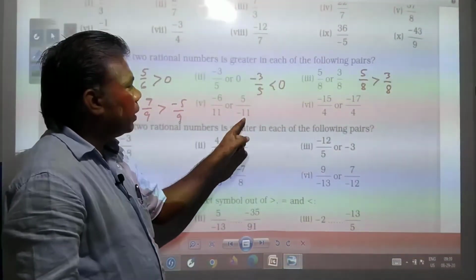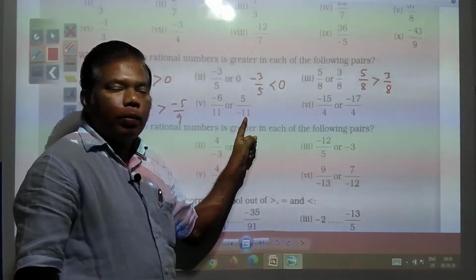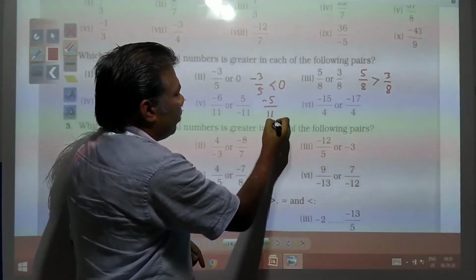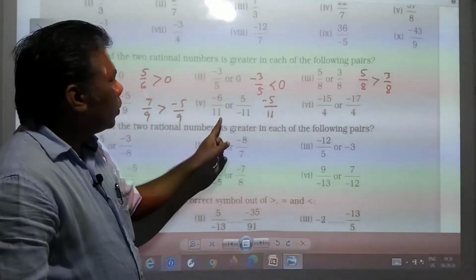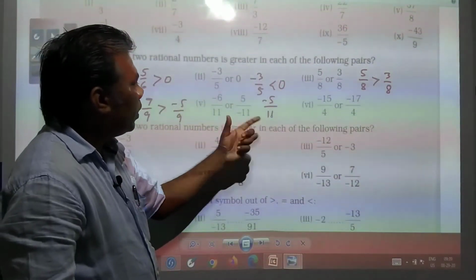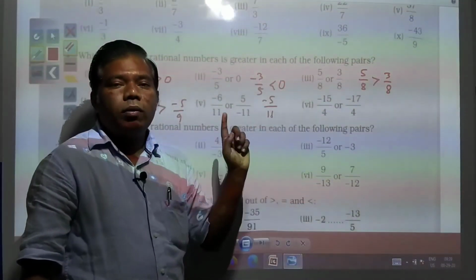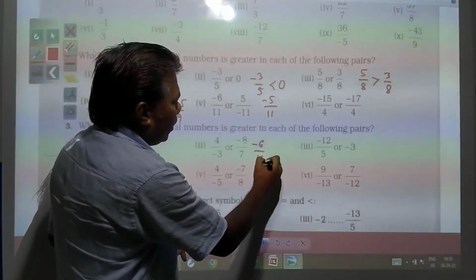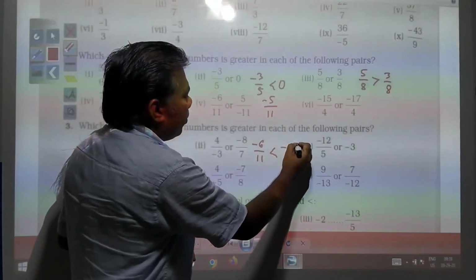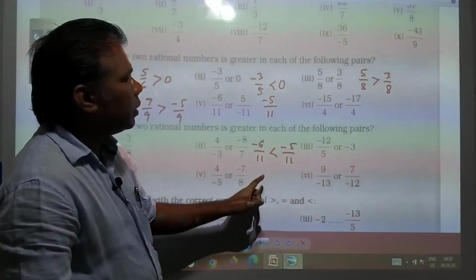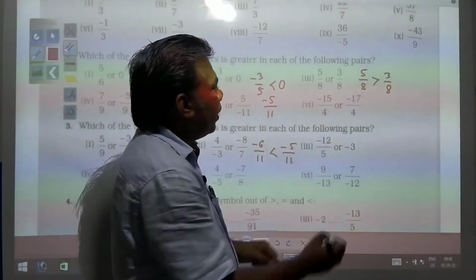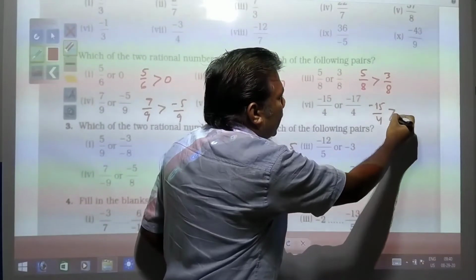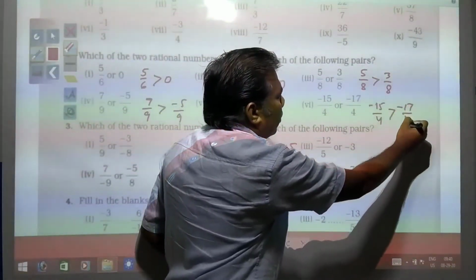Here this is required to be converted into a positive denominator. So you will have minus 6 by 11 and minus 5 by 11, if you multiply by minus 1. Now you need to see the denominator is equal, so the greater numerator will be greater. So minus 6 is lesser. Minus 6 by 11 is lesser than minus 5 by 11, and this will be your answer. Here you see 4 and 4 you have. So minus 15 by 4 is greater than minus 17 by 4.